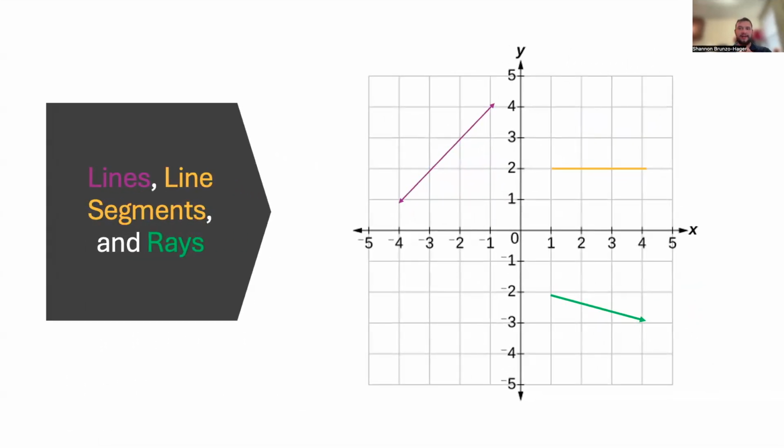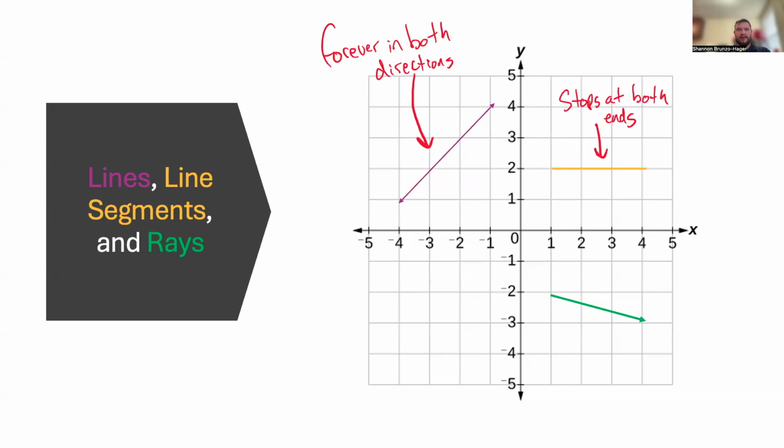To understand how to make angles, we have to understand what angles are made of. Angles are made of either lines, line segments, or rays. Lines continue on forever in both directions and have two arrowheads. Line segments stop at both ends and have no arrowheads, while rays only continue forever in one direction and they have one arrowhead.